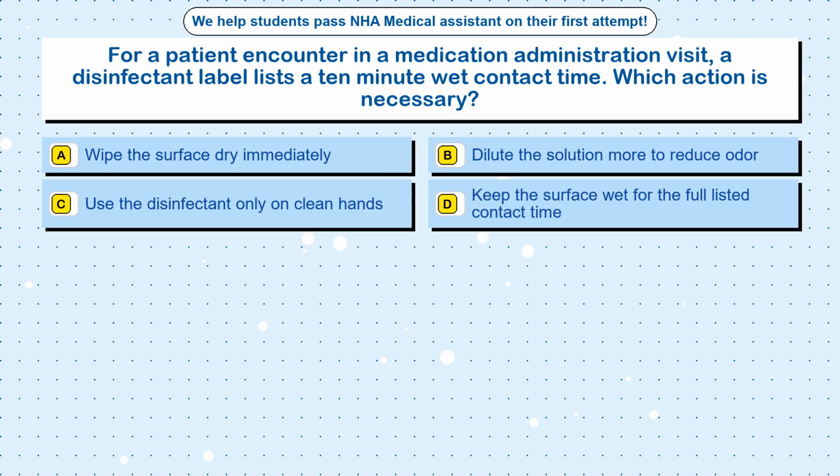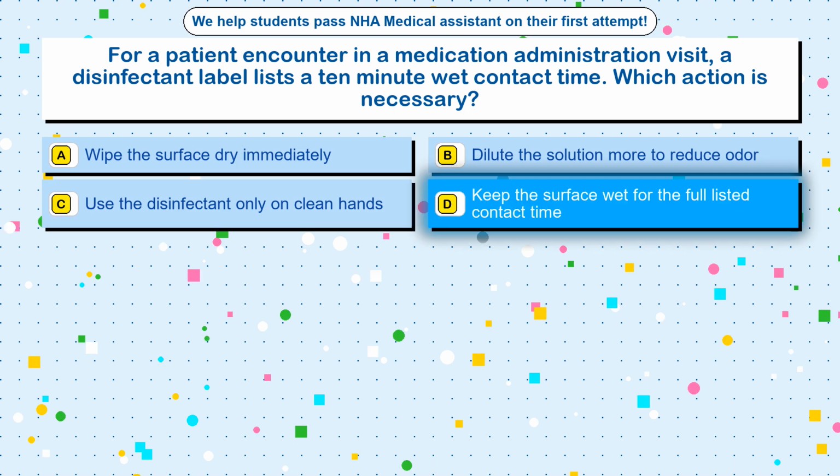Question 49. For a patient encounter in a medication administration visit, a disinfectant label lists a 10-minute wet contact time. Which action is necessary? Option A. Wipe the surface dry immediately. Option B. Dilute the solution more to reduce odor. Option C. Use the disinfectant only on clean hands. Option D. Keep the surface wet for the full listed contact time.